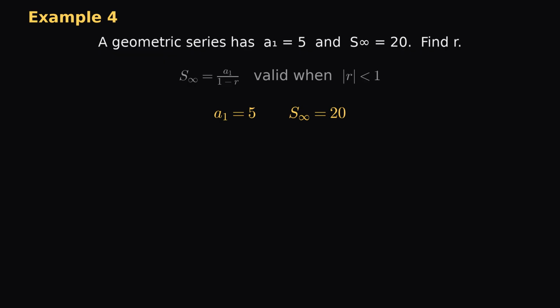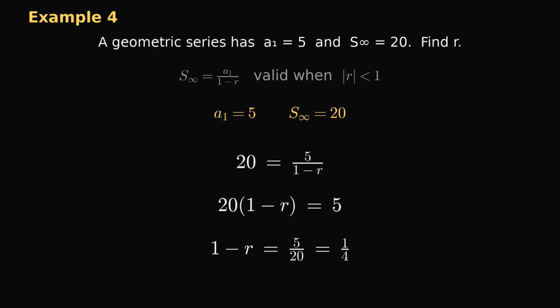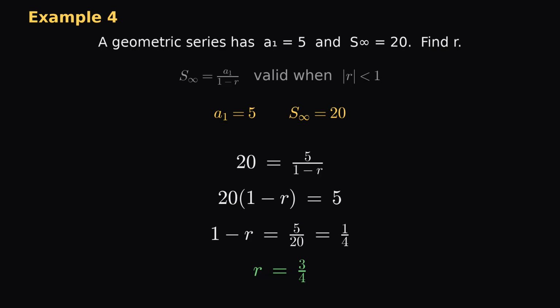Example 4. Now working backwards. A geometric series has a first term of 5 and a sum to infinity of 20. Find r. 20 equals 5 over 1 minus r. Multiply both sides by 1 minus r. 20 times 1 minus r equals 5. Divide both sides by 20. 1 minus r equals 5 over 20, which is a quarter. So r equals 1 minus a quarter, 3/4.